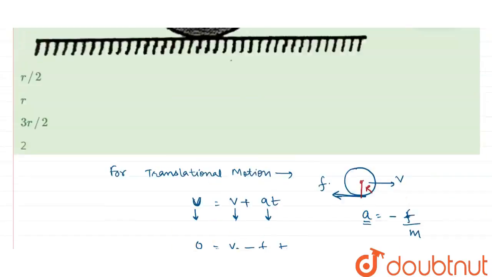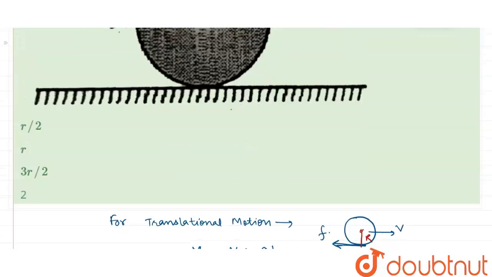So let's check the options. The first option, which is r by 2, is the correct option. Okay, thank you.